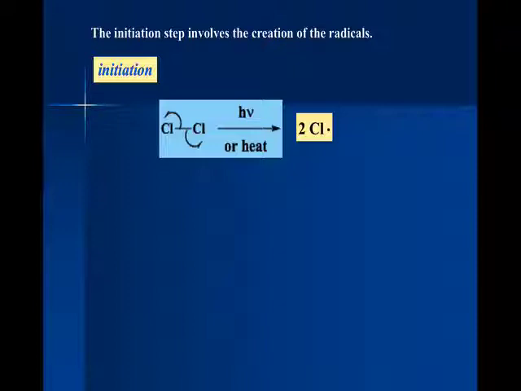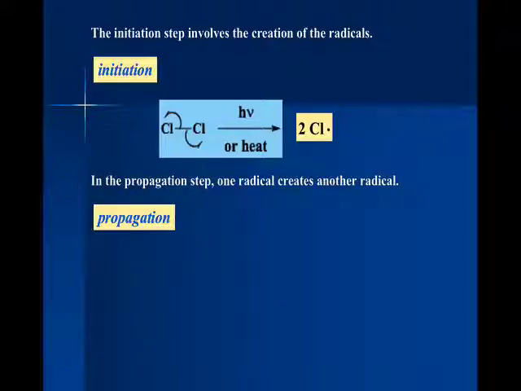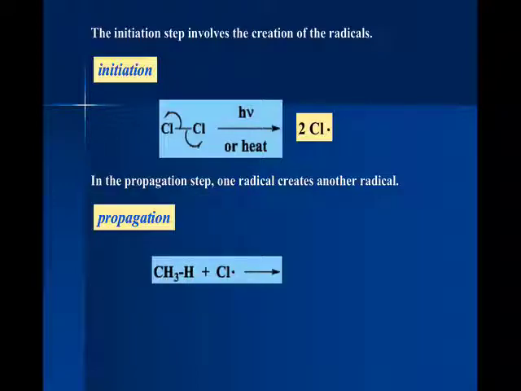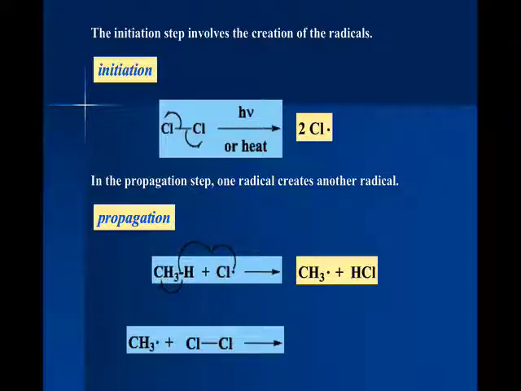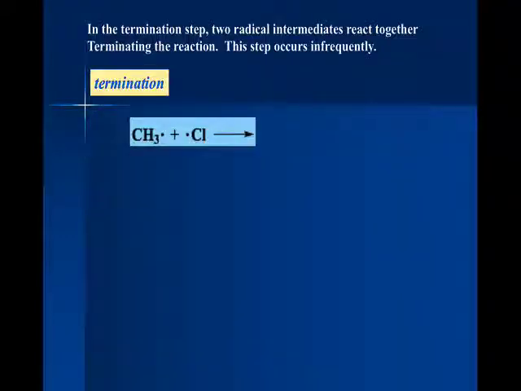Or some serious heat to generate the chlorine radicals, right? And we know that in the propagation step, one radical creates another radical, right? So we generate the methyl radical plus HCl, and that then reacts with the additional chlorine that's around, and you generate your product. Okay. And then, of course, we've already talked about termination steps.